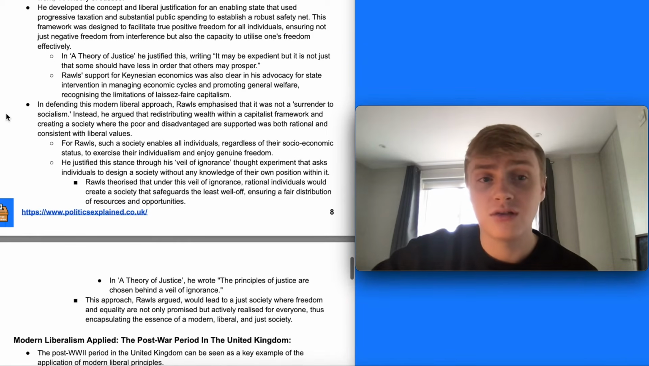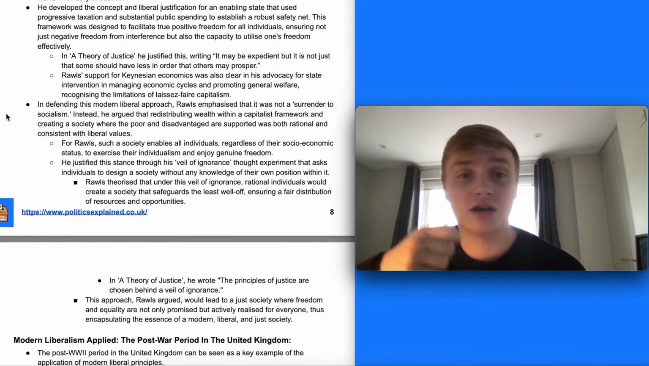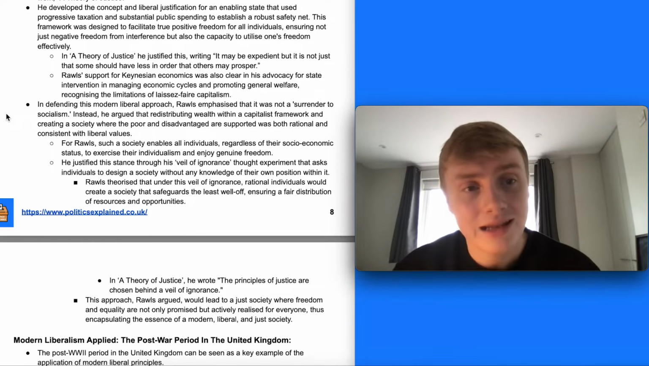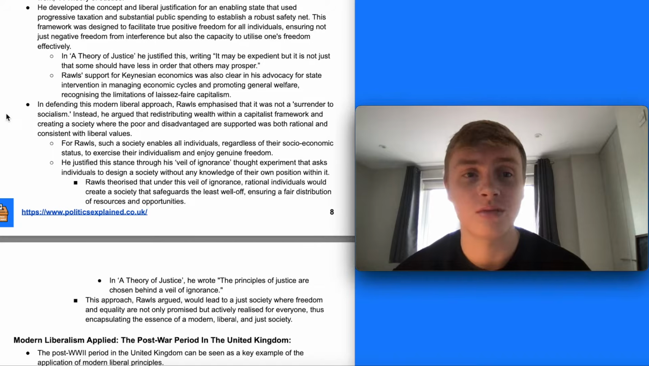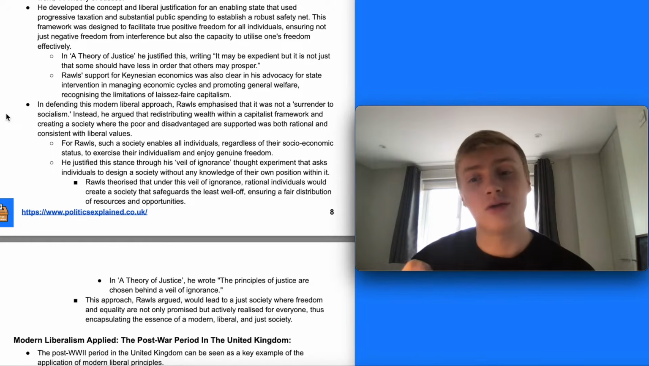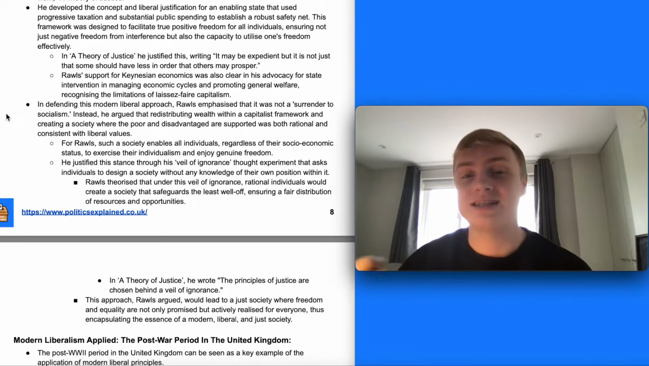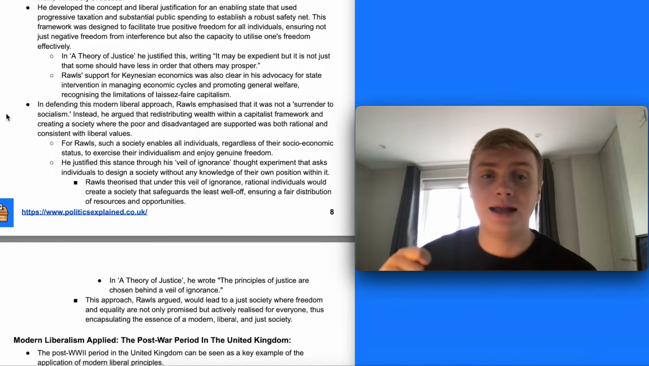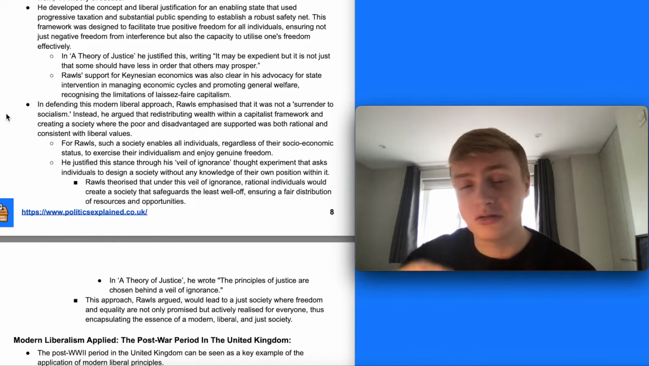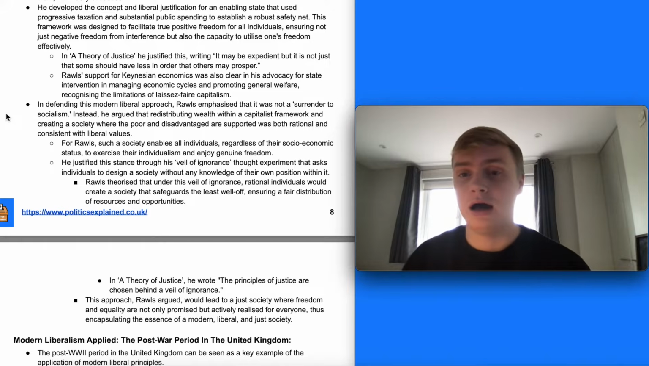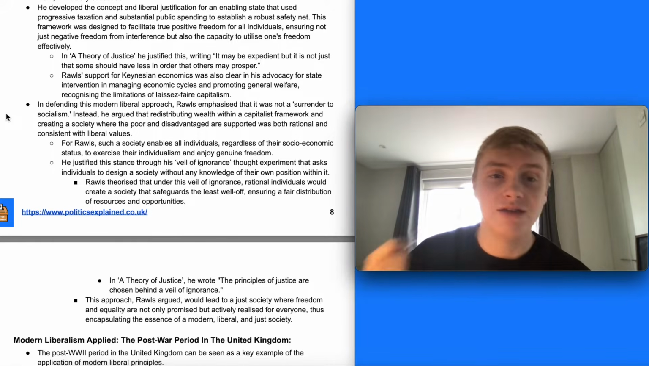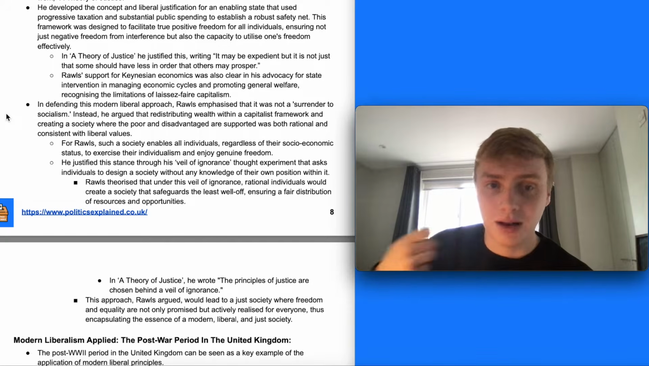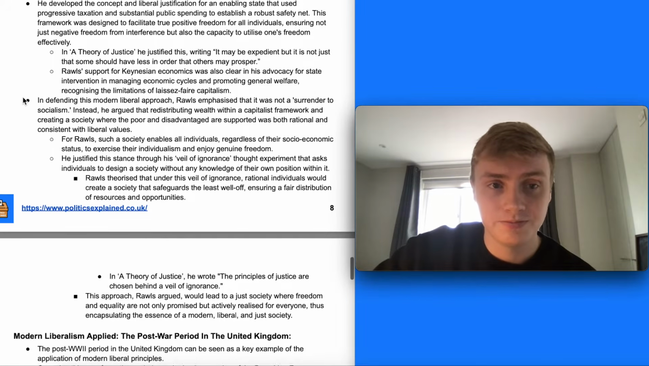And you see also he really built on Keynesianism, and his support for Keynesian economic thought was clear in his advocacy for state intervention in managing economic cycles and promoting general welfare. This is a real move away from the classical liberal view of limited state intervention and laissez-faire capitalism, to recognising that the state should play a role in preventing the inequalities created by capitalism, because they influence people's freedom, and the state should play a role in managing capitalism.